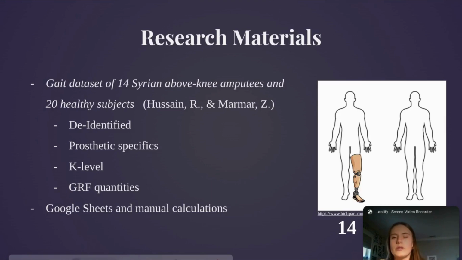So for my research, I used a public data set, it's cited on the screen here, and it includes 14 patients who are, as we categorized, intact. So they have 1 prosthetic leg and 1 regular leg, and there are 20 healthy subjects to compare them to. So the healthy subjects have no prosthetics of any sort here.